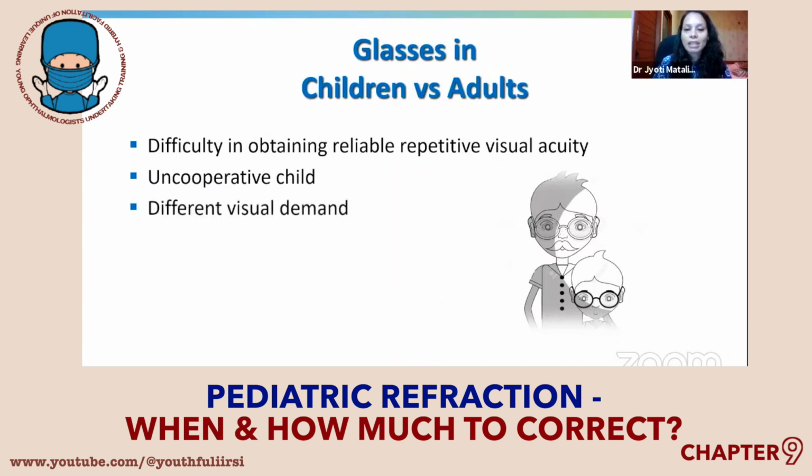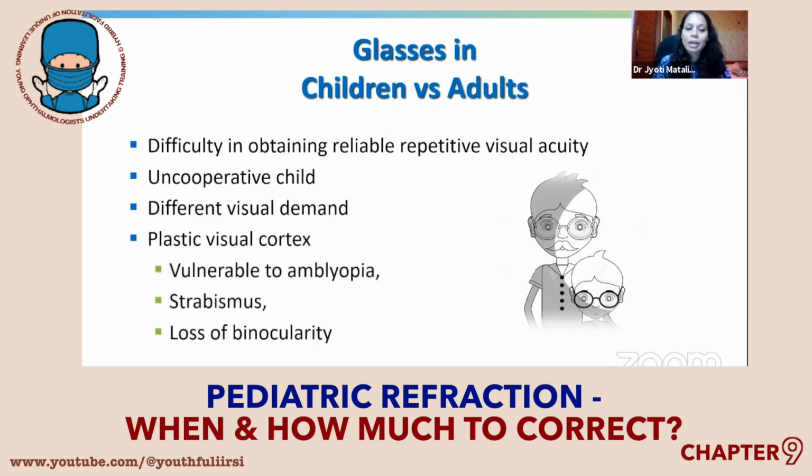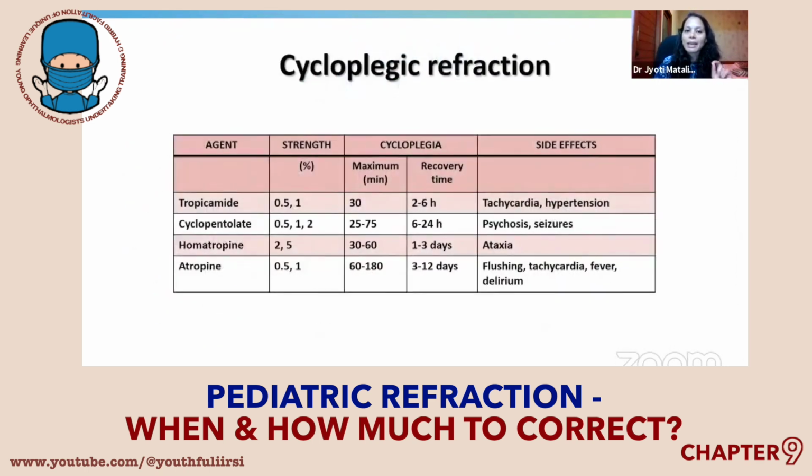Then different visual demands, because in certain adults, we can avoid glasses, but that cannot be done in children because they have a very plastic visual cortex, which is vulnerable to amblyopia, that is development of lazy eye. They can develop squint and lose their binocular vision. So hence, glasses in children becomes very, very important. At any age, we should be able to decide whether to give glasses or not, and hence the talk today. But remember, prior to that, a cycloplegic refraction is a must. And whichever you're comfortable with in your clinic, you can use, but that is mandatory before deciding on glasses.